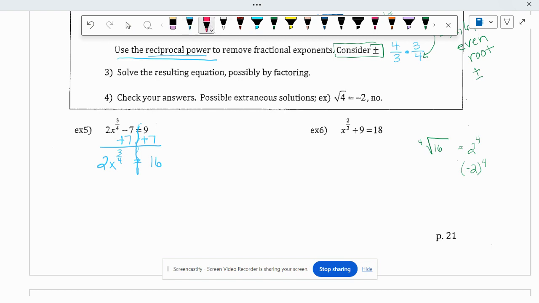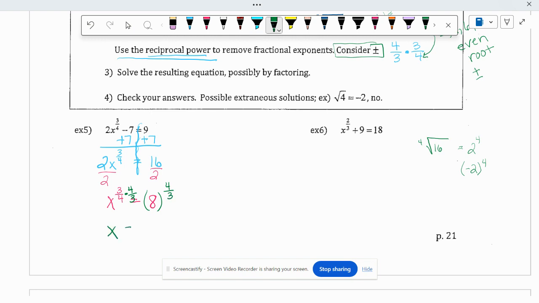Well, the only thing that's being raised to a power is the x. So that's my radical term. So I can still divide both sides by 2. Now I have x to the 3/4 power equals, well, 16 divided by 2 is 8. Now I need to use the reciprocal power to remove the fractional exponent. The reciprocal of 3/4 is 4/3. So I have to take this to the 4/3 power.